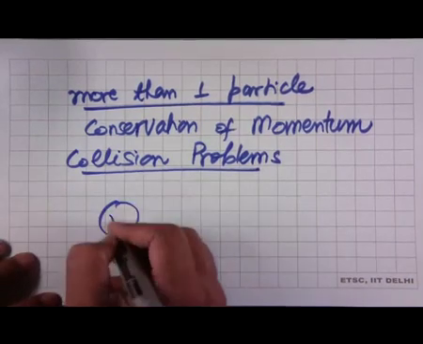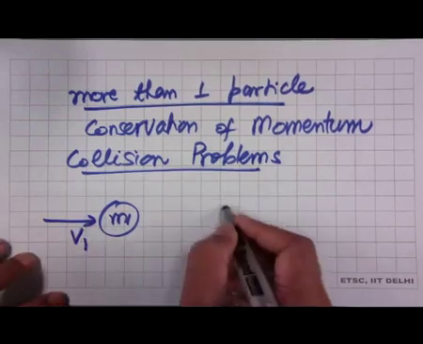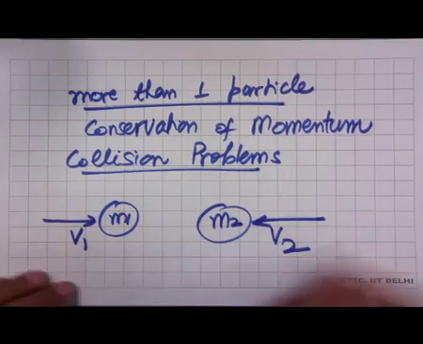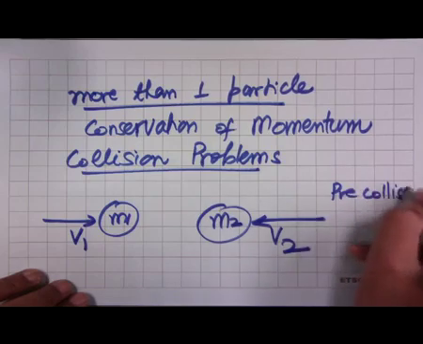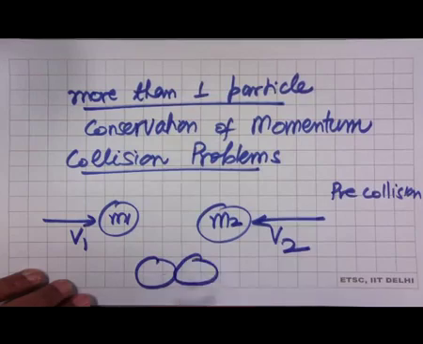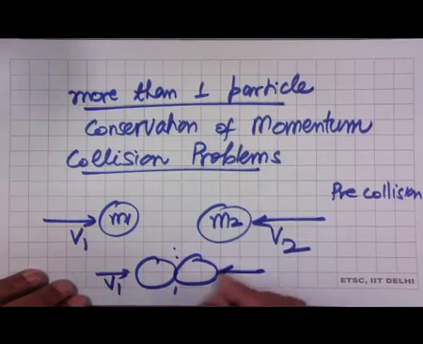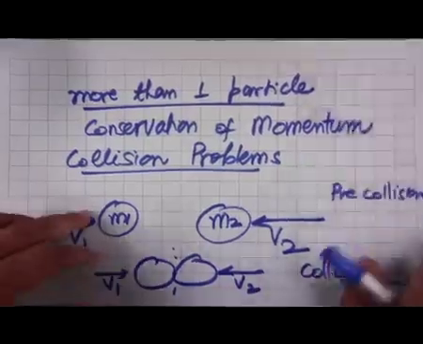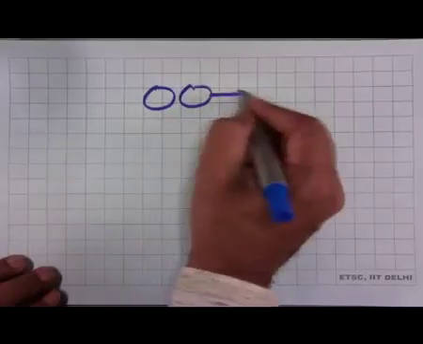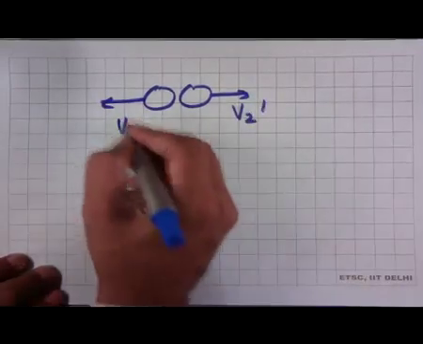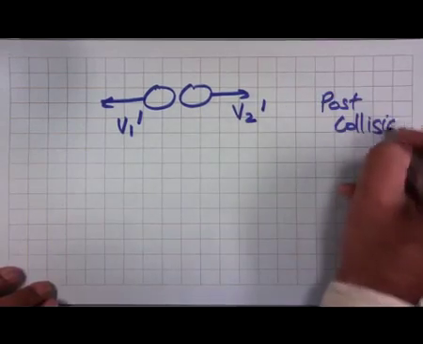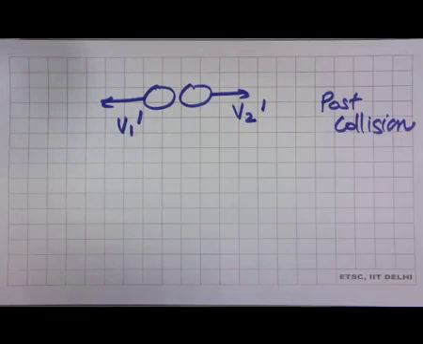That means we have a body of mass m1 travelling with a velocity v1, and we have a body of mass m2 travelling with a velocity v2. This is what we can call the pre-collision stage. They touch each other. They hit each other, and this is what we will call the collision stage. And after they have hit each other, this goes with v2 prime, this goes with v1 prime. These are the final states, the post-collision. So, this could be one case where we have more than one particle involved.